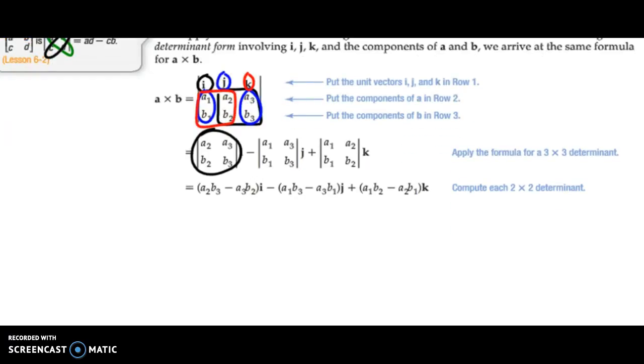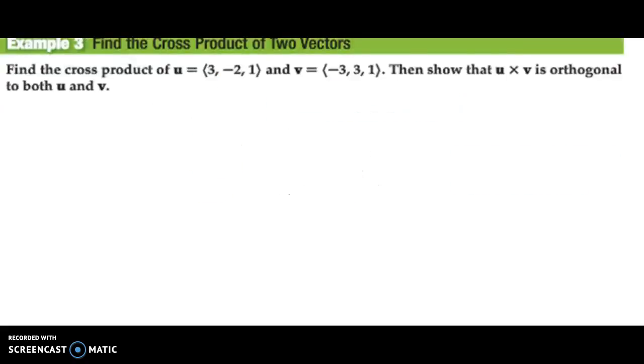And so then what we do is we find the determinant of each one. Okay? A2 times B3 minus A3 times B2, and that's my i component. And then I do A1 times B3 minus A3 times B1, and that's my j component. Finally, you'll see something a little different, is that this is plus, and then we have A1 times B2 minus A2 times B1, and that's my k component. It might be easier to look at an example, so let's look at example 3.